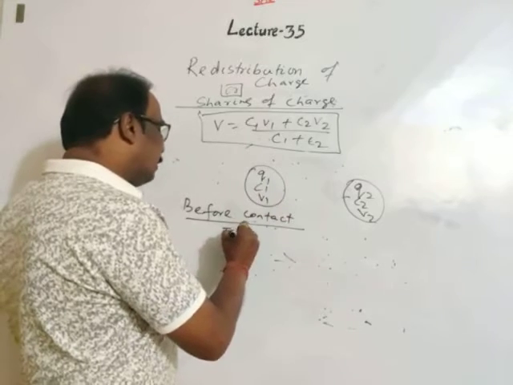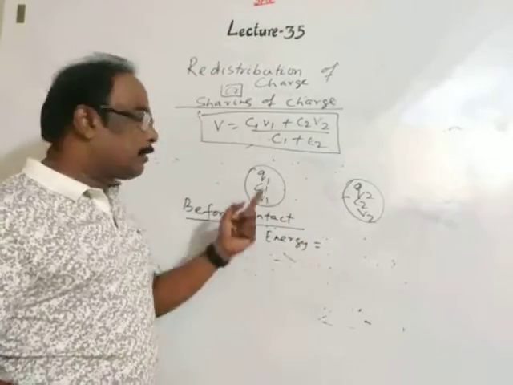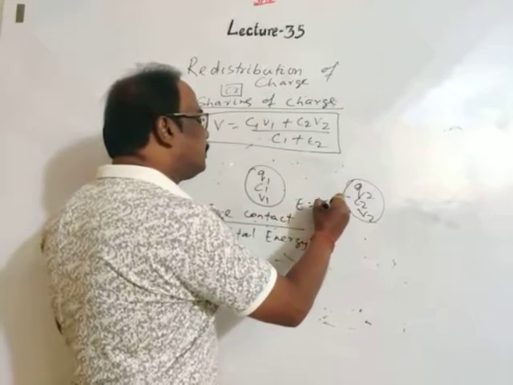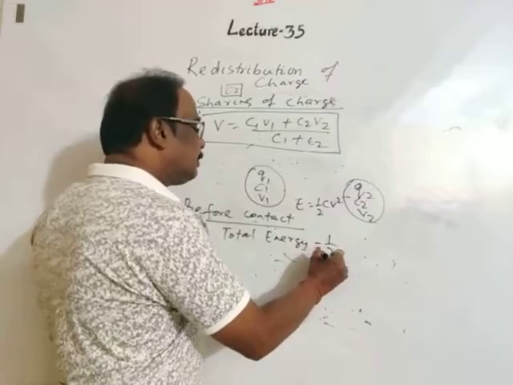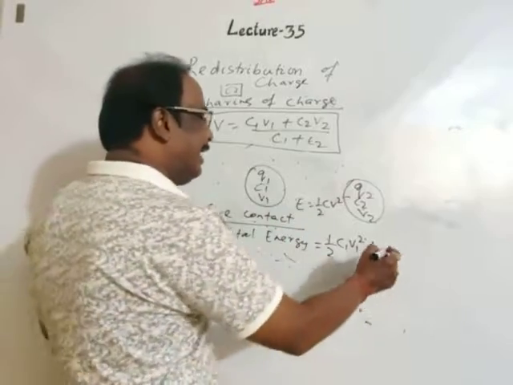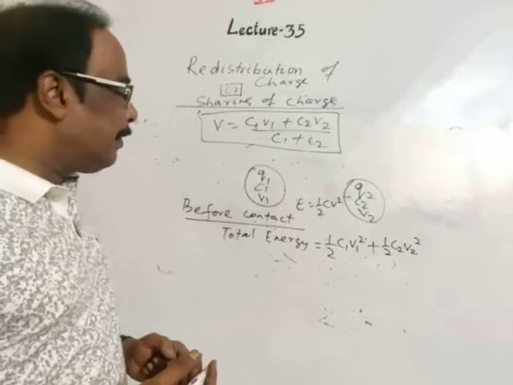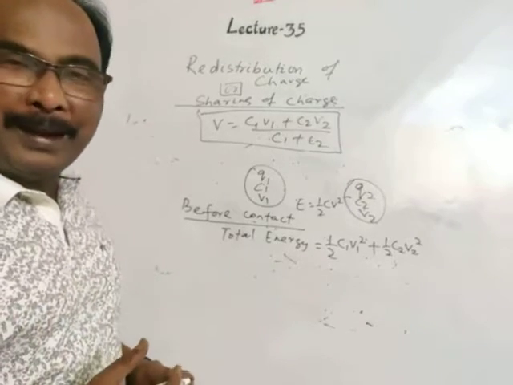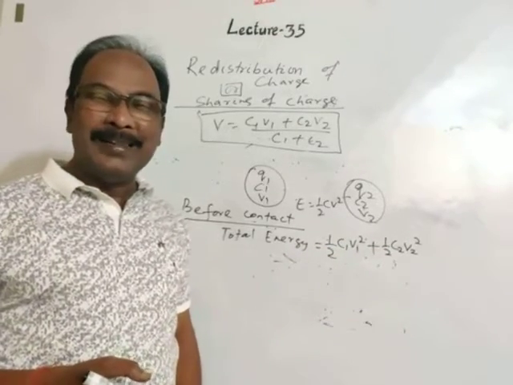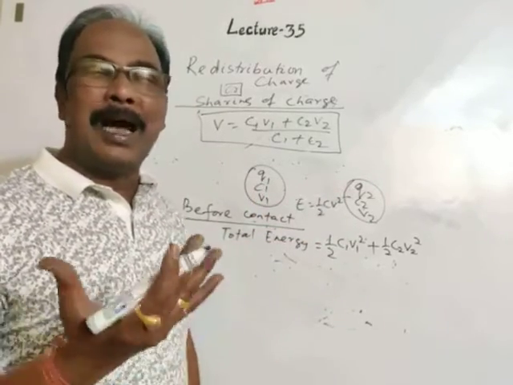Before contact, total energy of the capacitors or of the charged bodies. As we know, the formula for energy is half CV square. Then for this body, energy is half C1 V1 square. For this capacitor, energy is half C2 V2 square. So total energy is half C1 V1 square plus half C2 V2 square. Okay. So this is a general formula for total energy.